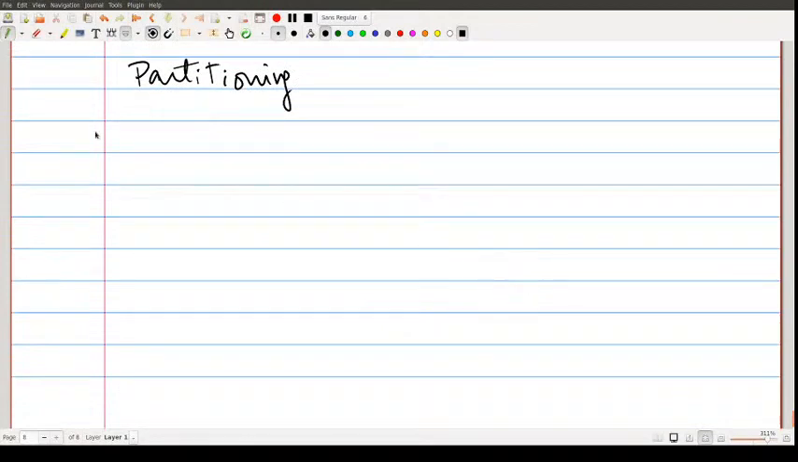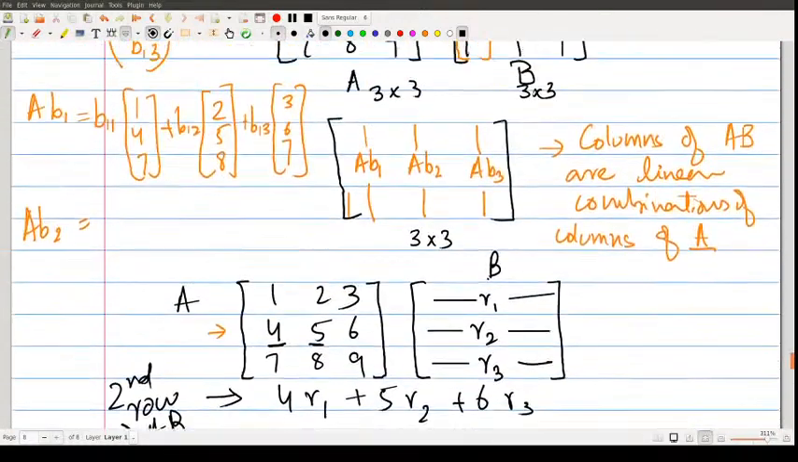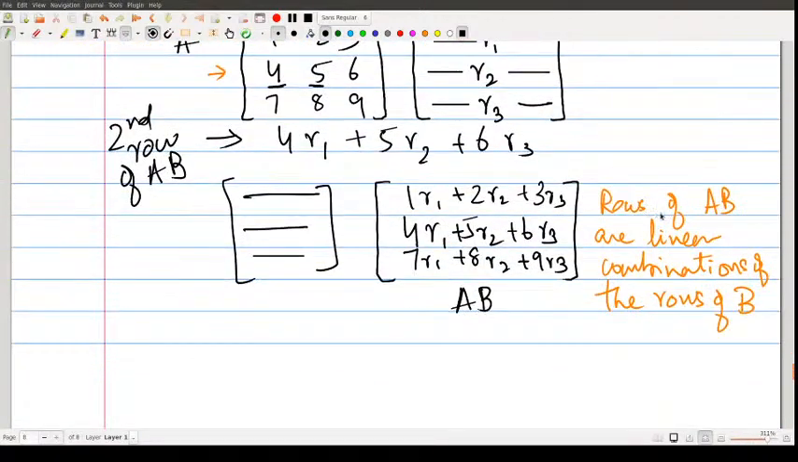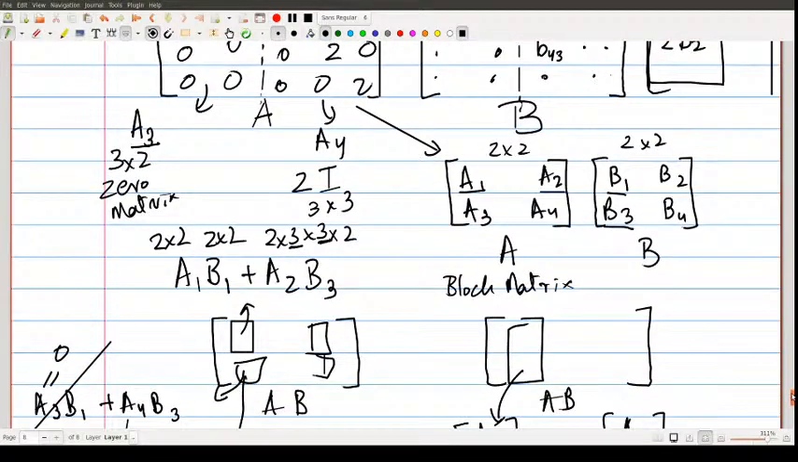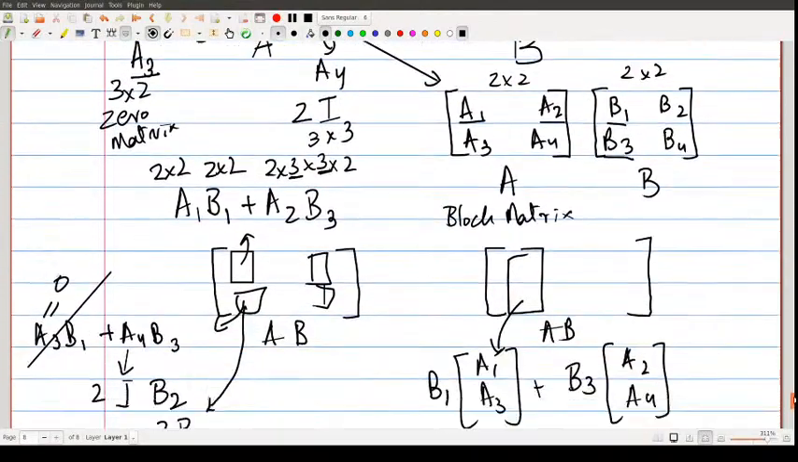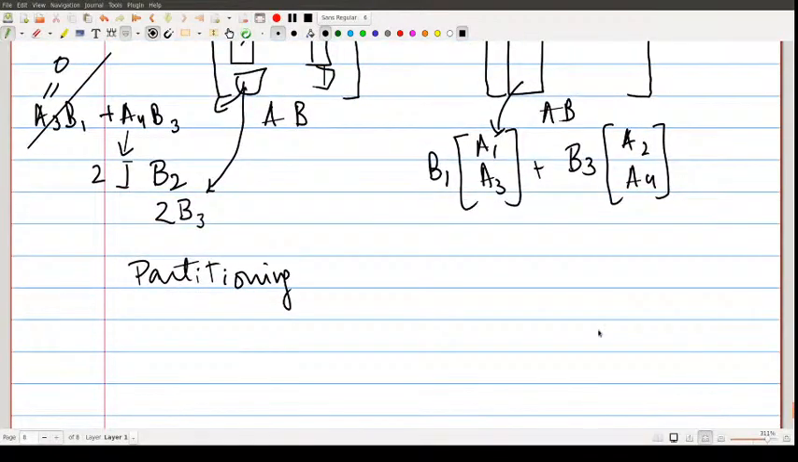Okay, so that's matrix multiplication and different views. We've got 3 different ways of doing it. You view it as linear combinations of the columns of A, you view it as linear combinations of the rows of B, or you do this block matrix partitioning and then multiply the different blocks together. So there are different ways of doing matrix multiplication.